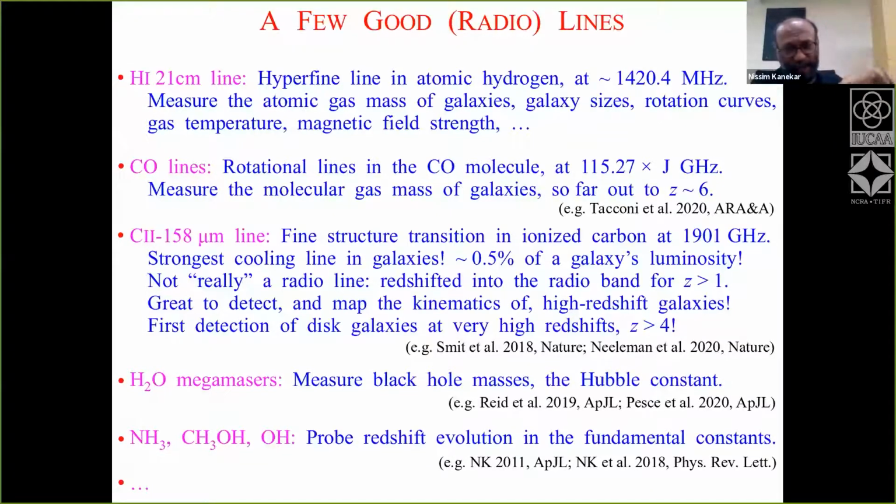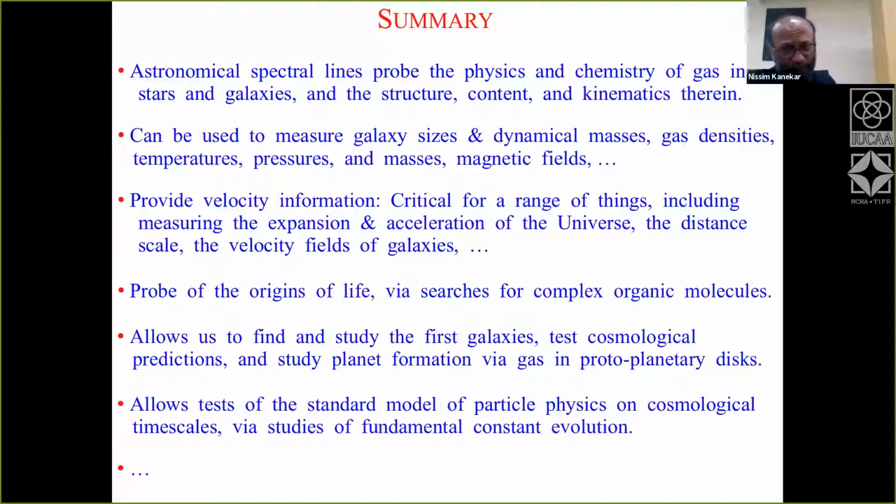And so this gives you a big picture view of a bunch of fun things that you can do. And of course, this has a strong cosmological bias, partly because I'm very interested in cosmology. So to summarize then, I hope I've convinced you that astronomical spectral lines probe the physics and chemistry of gas in stars and galaxies, as well as the structure, content, and kinematics of the gas and of the object that you're looking at. And you can use these lines to measure galaxy sizes and dynamical masses. You can use them to measure gas densities, temperatures, and pressures, and again, masses and magnetic fields. So what more do you want?